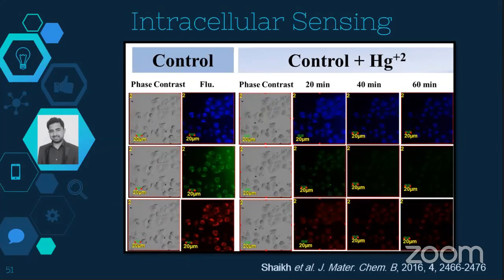Suppose you have mercury consumed through fishes or through food or something, then you can actually sense it; intracellular sensing can be done.